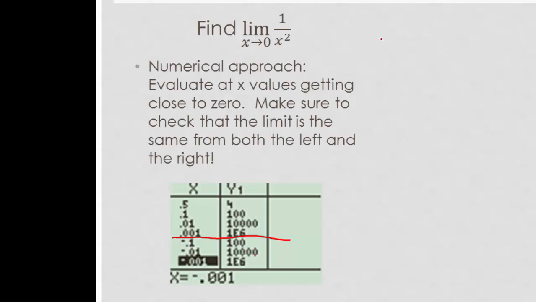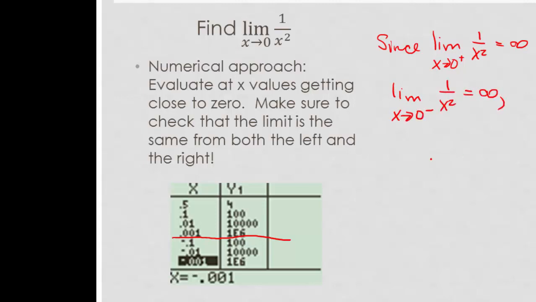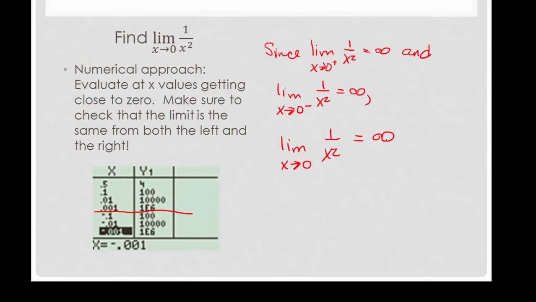So since the limit as you approach 0 from the right side of 1 over x squared equals infinity, and the limit as x approaches 0 from the left side of 1 over x squared also equals infinity, the overall limit, which is just the limit as x approaches 0 of 1 over x squared, seems to be approaching infinity.